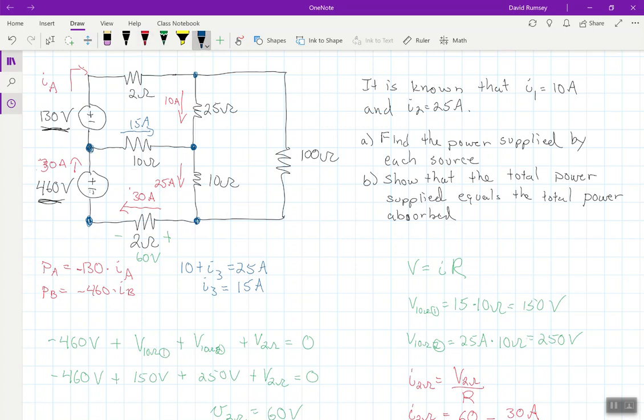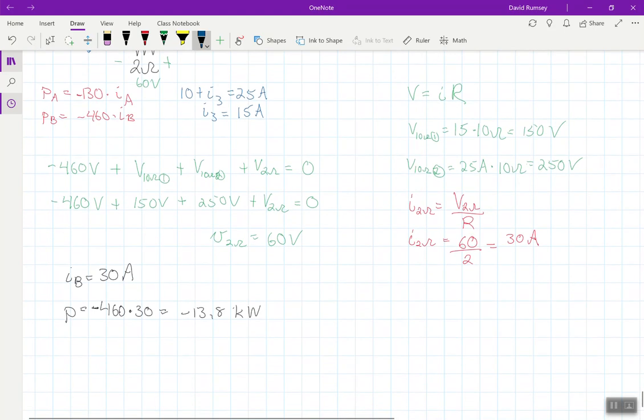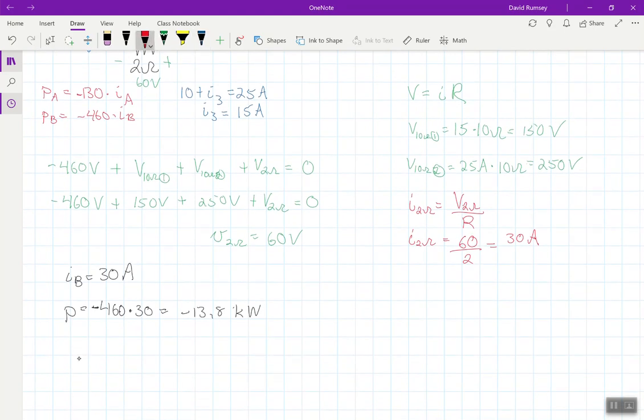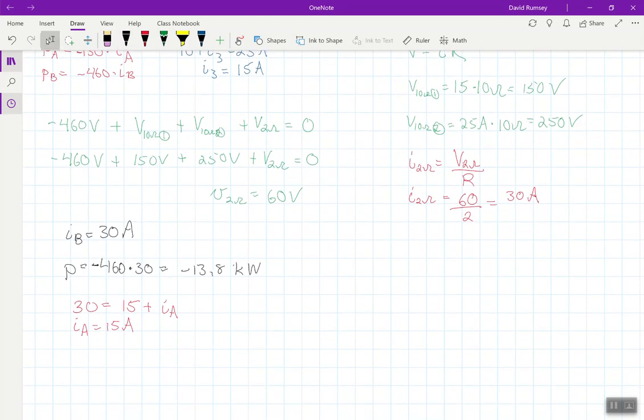Now let's reevaluate this node right here. If I reevaluate this node, I can see that I've got 30 amps coming into it, 15 amps leaving to the right, and then I've got IA leaving it going up. So I would have that the current entering is 30, and the current leaving is 15 plus IA, which gets me IA is 15 amps.